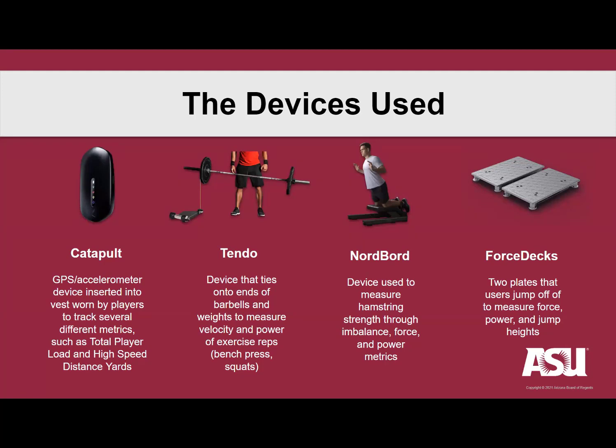So that's the Tendo device, and we have some dashboards on that as well that we've done for the football team. And these are two of the newer ones that they added this year and started using this year. So the first one there is called the Nord board. This one is looking at hamstring strength, because if you follow football, you might know that a lot of different players either pull their hamstrings or get different hamstring injuries. And of course, the football team doesn't want that. So this is designed to measure hamstring strength and also look at things like the force put out by the hamstrings, different power metrics, as well as imbalance.